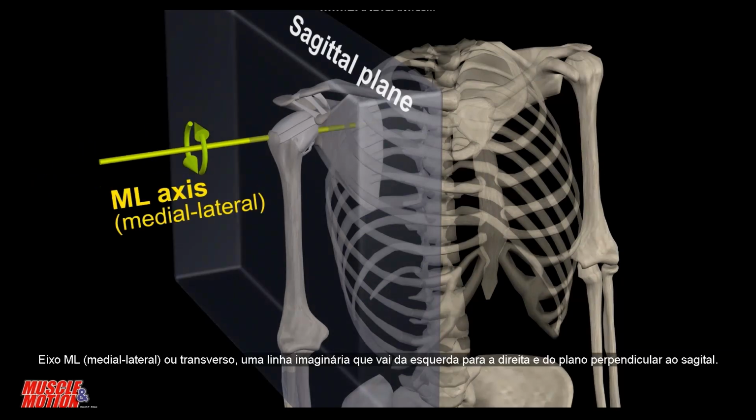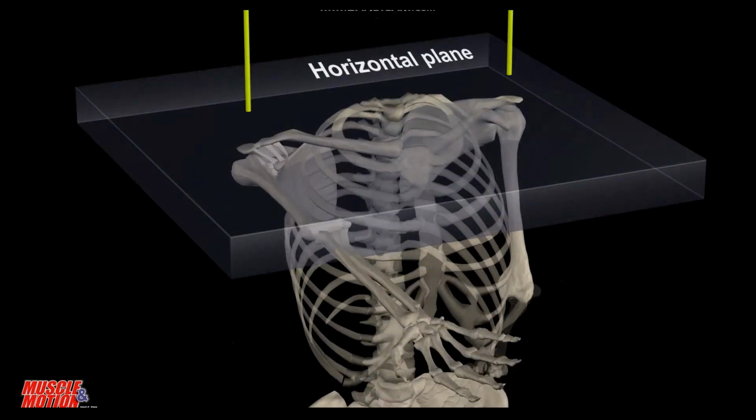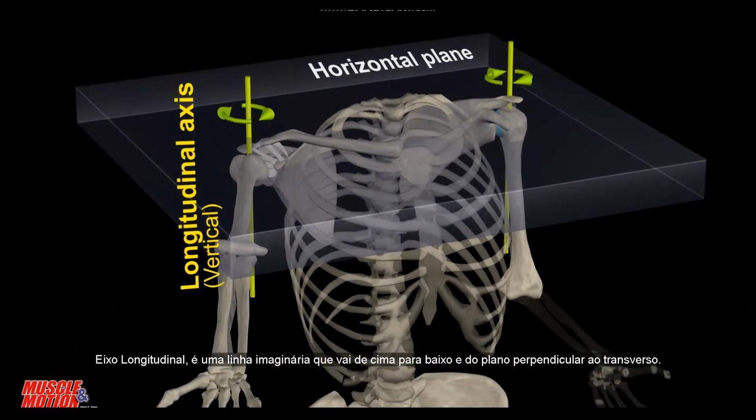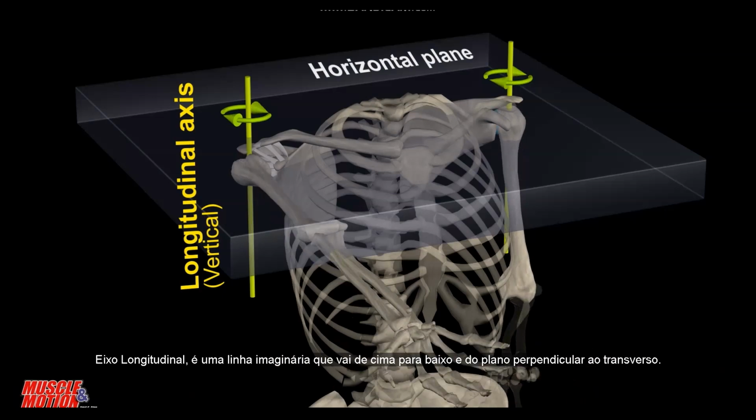ML axis, medial-lateral, or transverse. An imaginary line running from left to right and perpendicular to the sagittal plane. Longitudinal axis. An imaginary line running from top to bottom and perpendicular to the transverse plane.